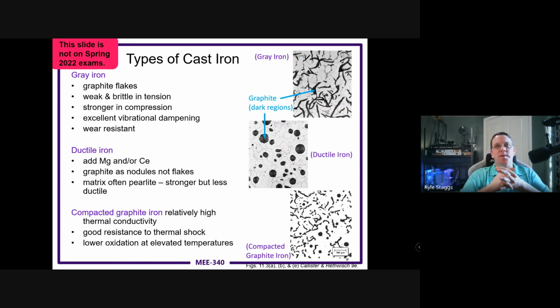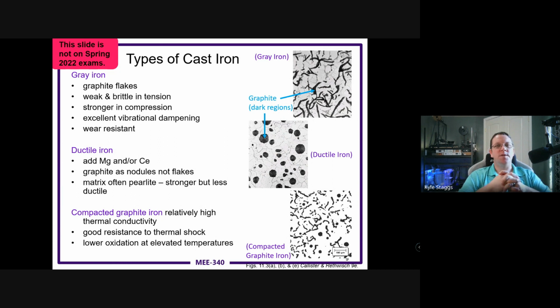So those nodules, you can imagine, are a lot easier for, if you think of the grains trying to slide past each other, the nodules are going to almost roll more like ball bearings, whereas the flakes are going to resist the movement of grains past each other. And so they're going to want to just separate along those grain lines and fracture or crack in random patterns. And that's exactly what it does on the macro scale. So good for vibrational dampening in the case of gray iron.